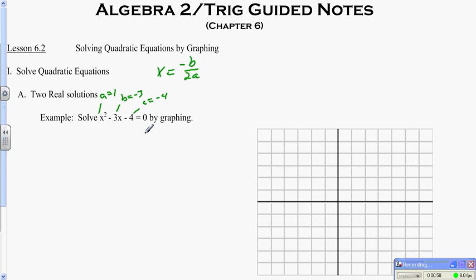Now, as we mentioned before, there's a couple of nice things we can tell by looking at this. We know that since a is 1, it's going to open up. We know the constant, or the y-intercept in this case, is negative 4. But if we're going to graph it by hand, we probably are going to want to have an xy table so we can plot some points.